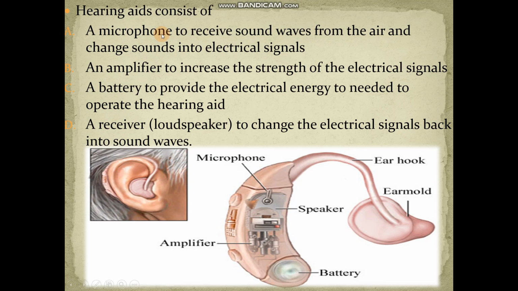So a microphone is there, an amplifier, a battery, as well as a receiver. So microphone to receive the sound waves from the air. Amplifier to increase the strength of the sound. A battery to keep this device functioning. A receiver, or it is termed as a loudspeaker, to change the electrical signals back to the sound waves. So these are the parts of hearing aids.